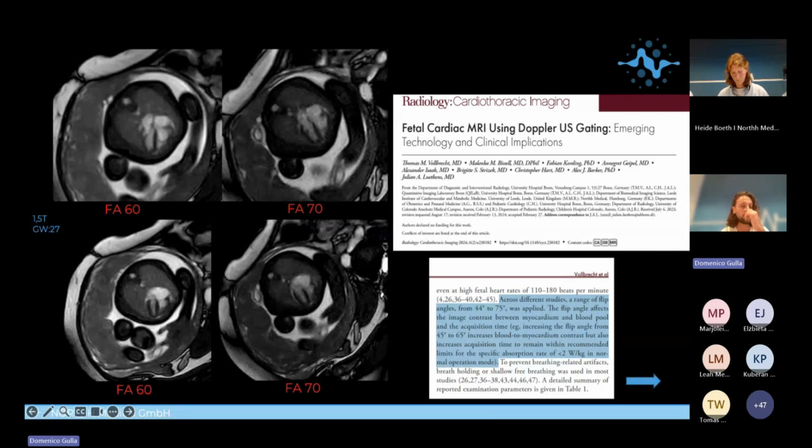And here on the right, you can see a published multicenter study that used a different range of flip angles, between 44 and 75. That is basically what we suggest for 3 Tesla and 1.5 Tesla. The only thing that needs to be considered is that the flip angle of course affects the image contrast, but it also increases the acquisition time, and we have a limit with the specific absorption rate.